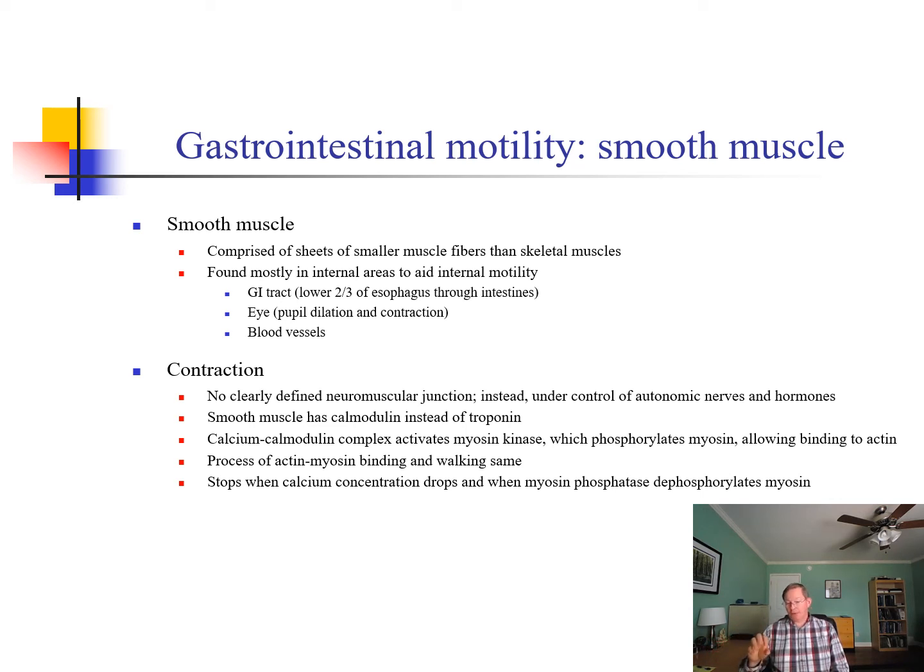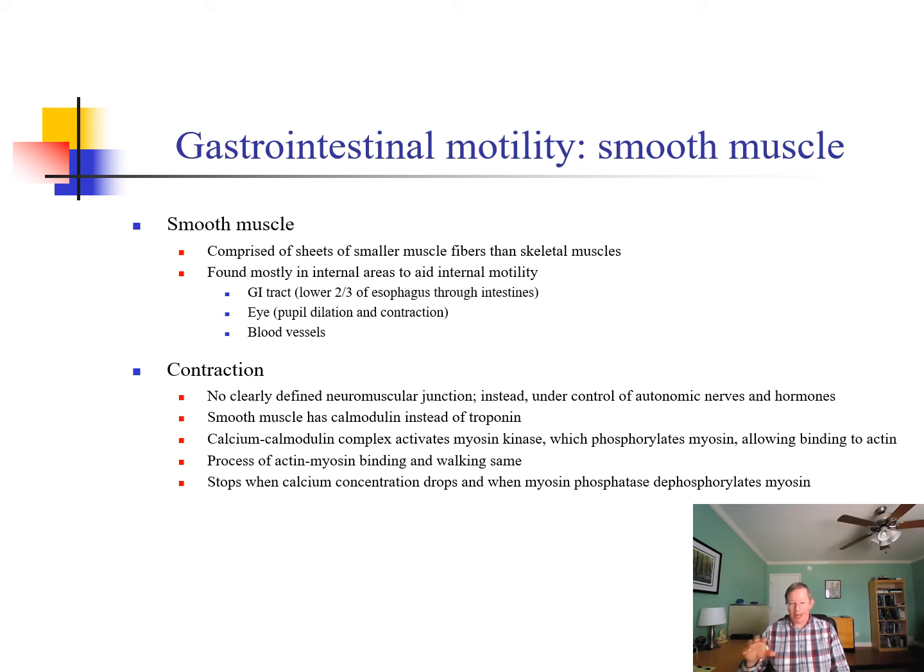Now, the smooth muscle, unlike skeletal muscle and cardiac muscle, does not have troponin. It has calmodulin. And calmodulin does bind with calcium, much like troponin does, but when it binds with calcium, it activates myosin kinase. You may remember that kinases are enzymes that will add a phosphate to, in some cases, activate, but in this case, activate myosin. And once that myosin is phosphorylated, it will then be able to bind to actin.